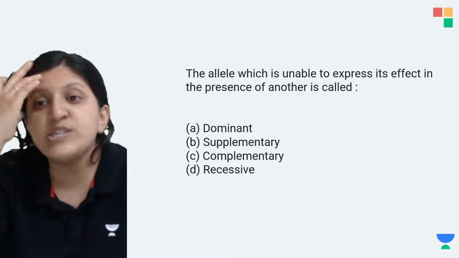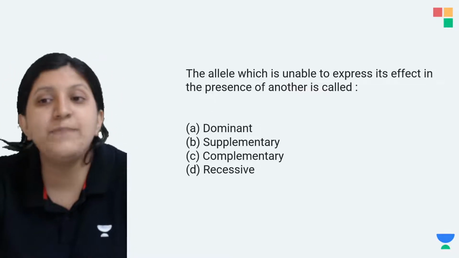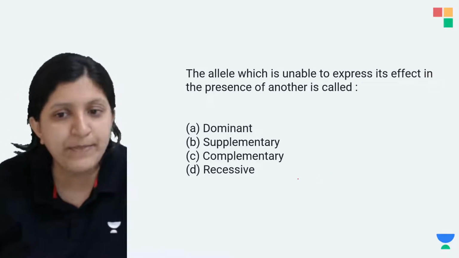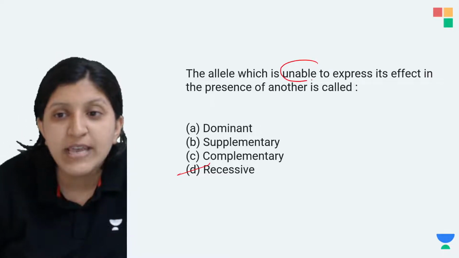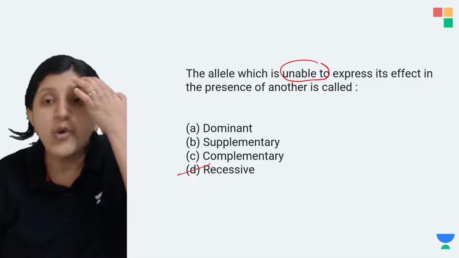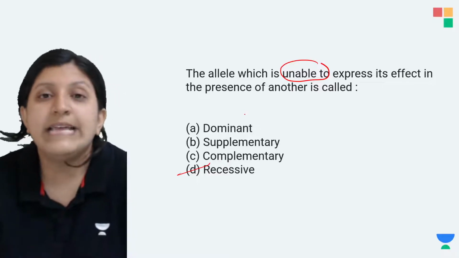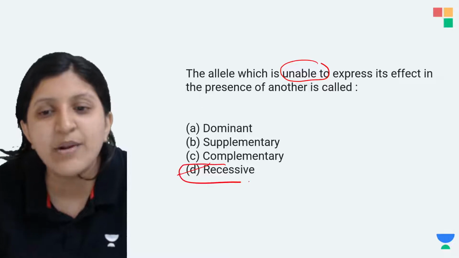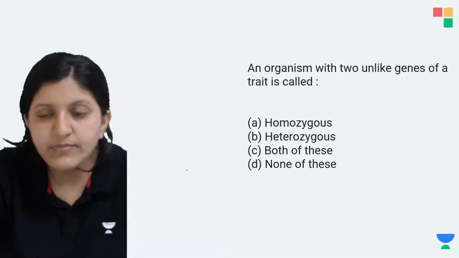An allele which is unable to express its effect in the presence of another is called dominant, supplementary, complementary, or recessive? The one which is unable to express itself when the dominant is present is a recessive allele. So this is the right answer.